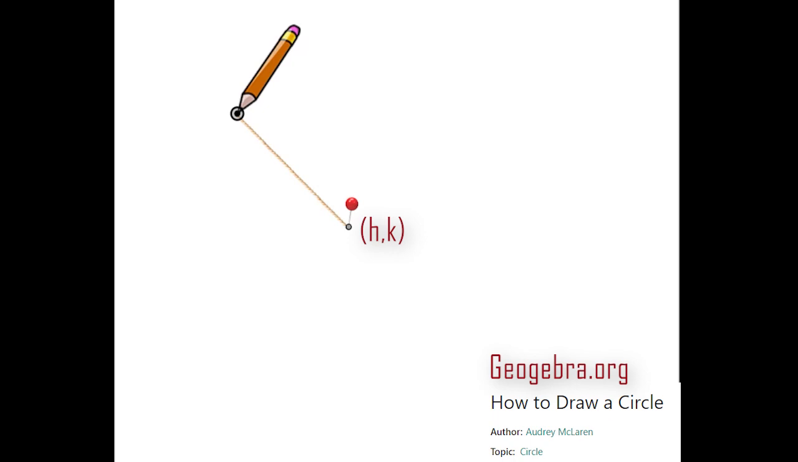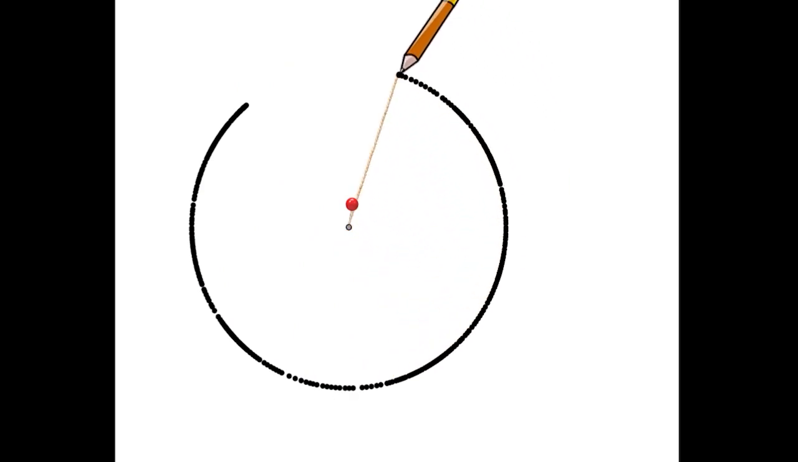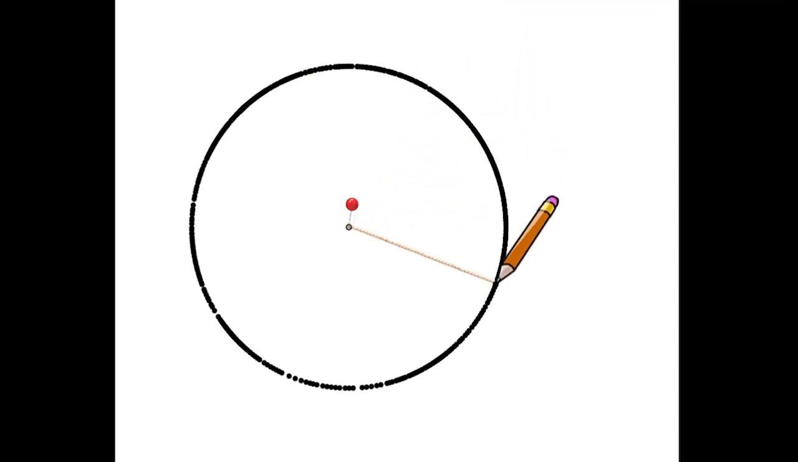There's a pin through the center of the circle at (h, k), and this rope in yellow represents the radius of the circle. As long as I keep that very taut and always exactly the same length, I will trace out a circle, and the important points about the circle are the center and the radius.